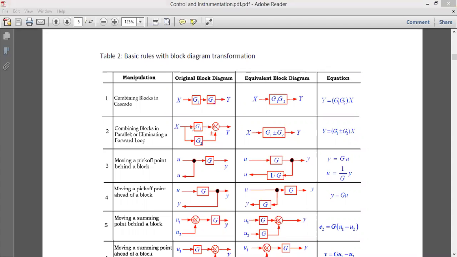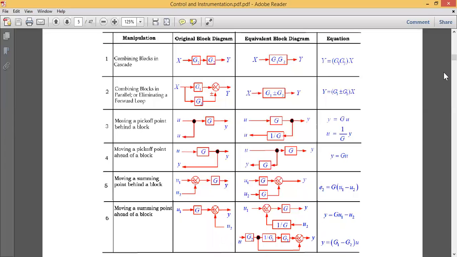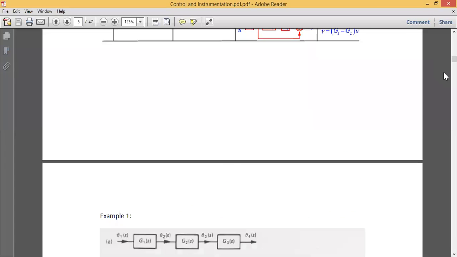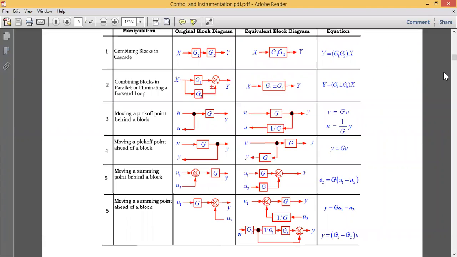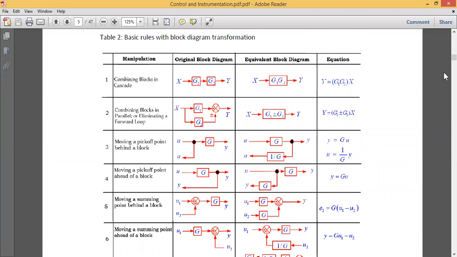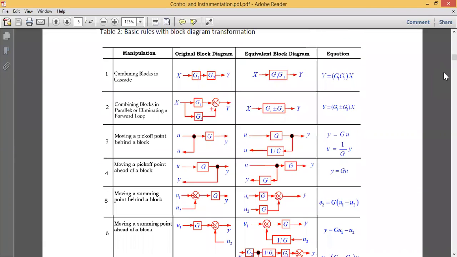So once we get to know how to solve the block diagram rules, then we can simply apply all the rules to solve complex problems or complex block diagrams. Here let us see one by one how these rules help us get our complete original block diagram to its equivalent block diagram. So let us start with the first manipulation.